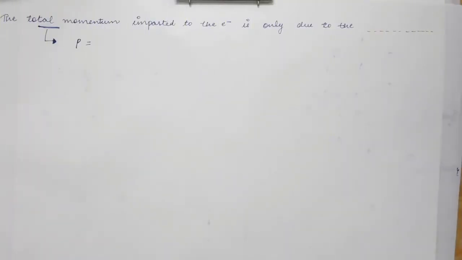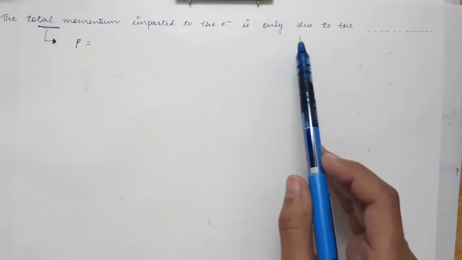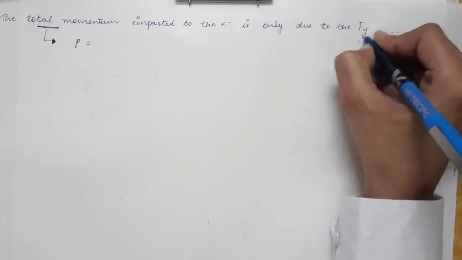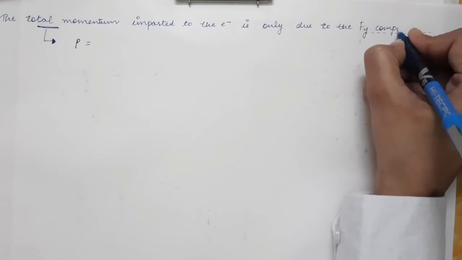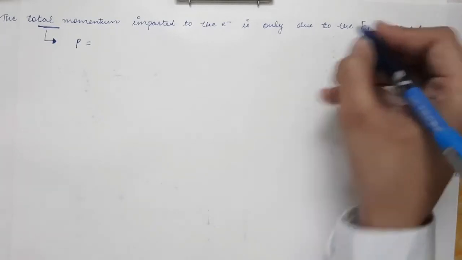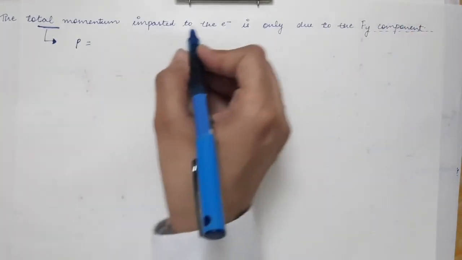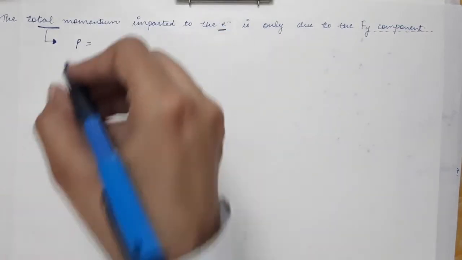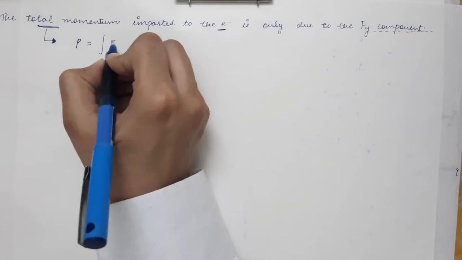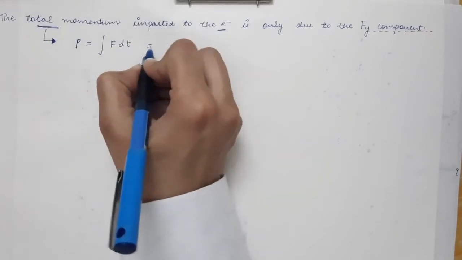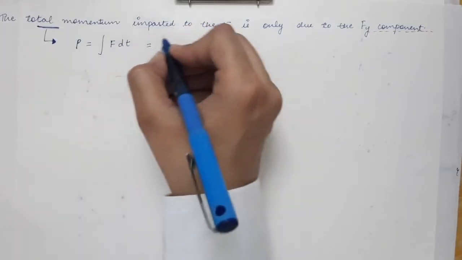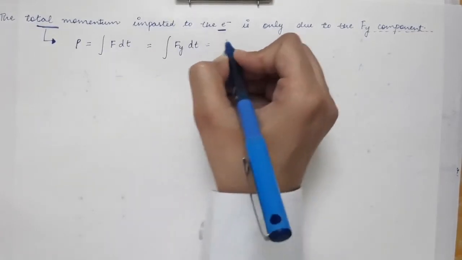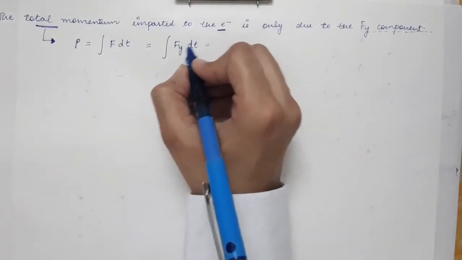So the total momentum imparted to the electron is only due to the y component. It is only due to the Fy component of the force. So the momentum imparted to the single electron due to the heavy charged particle will be equal to the integration of F dt. And here we are going to take only the y component of the force, which is nothing but F sine theta.